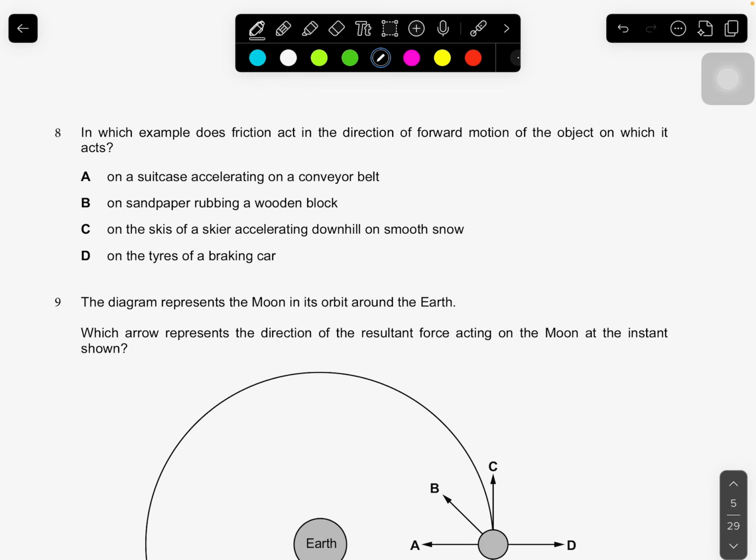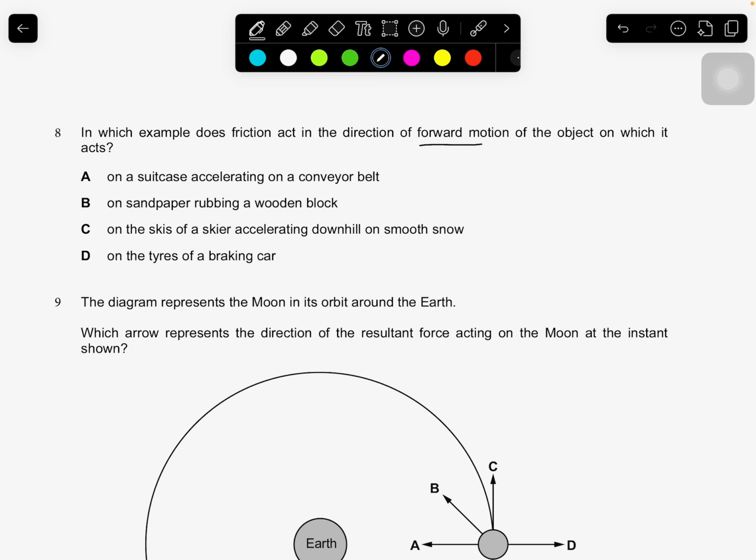In which example does friction act in the direction of forward motion of the object on which it acts? My eyes are shutting down, guys. What time is it? 9:51. We still have 10 minutes. What question was I on?